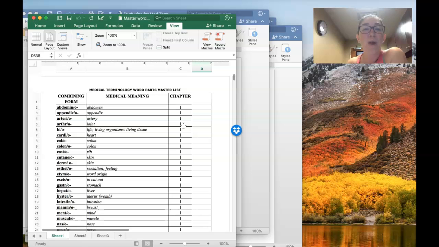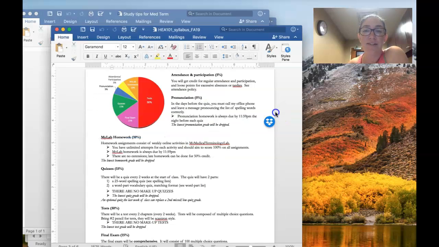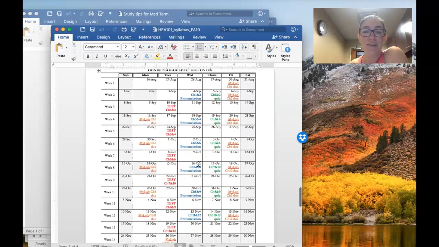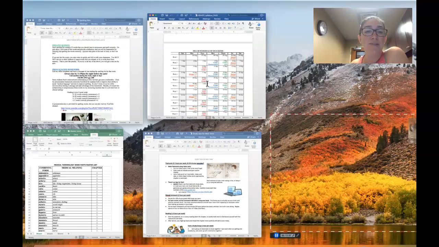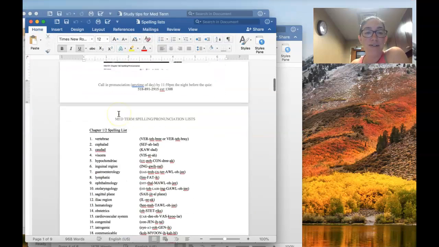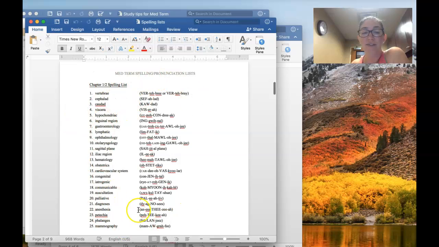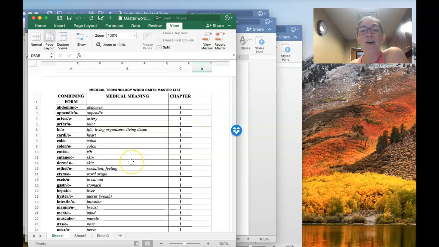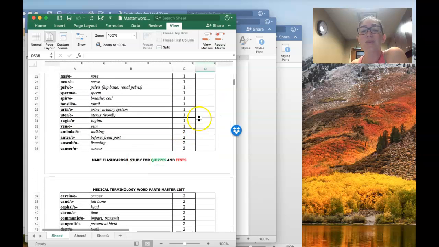So for quiz 1 and 2, which is coming up very soon, go to the calendar here. If you refer to the end of the syllabus, our first quiz is on September 5th, so a week and a half, on chapters 1 and 2. That means that you need to study these spelling words, how to spell all of these 25 words from chapters 1 and 2. And you also need to study all of these word parts, any of the word parts that say they're from chapter 1 or 2.